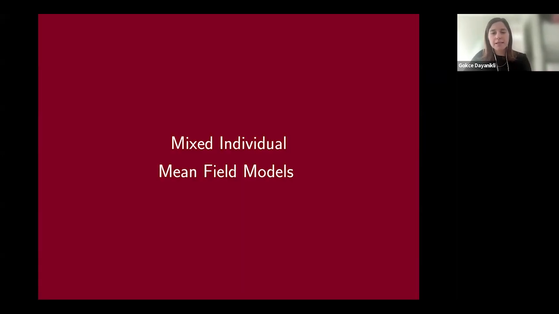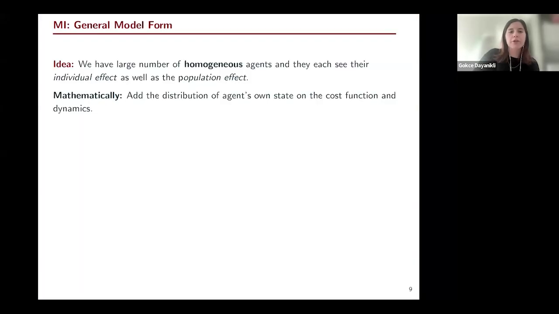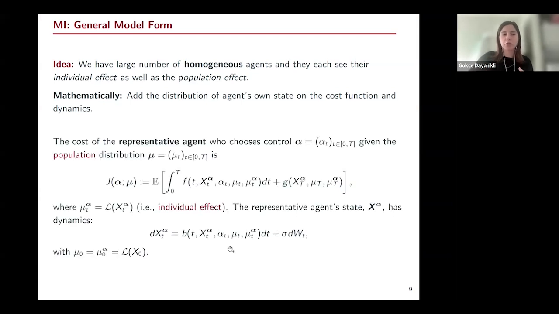So let's start with the mixed individual mean field models. In this one, I'm assuming that we have a large number of homogeneous agents and they each see their individual effect as well as the population effect. Mathematically, this is going to be a combination of a mean field game and mean field control, where I am going to add the distribution of the agents on the state on the cost function and dynamics in a mean field game model.